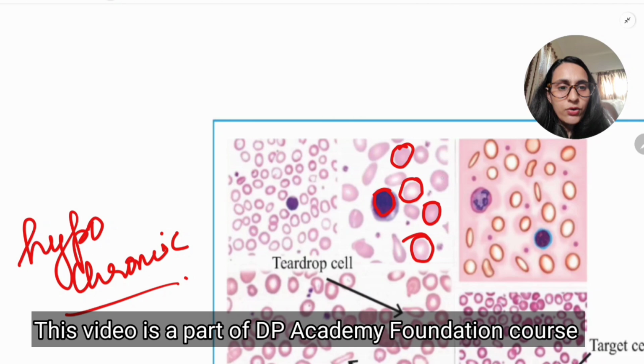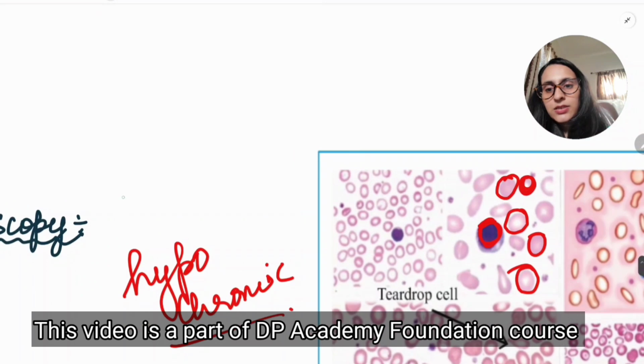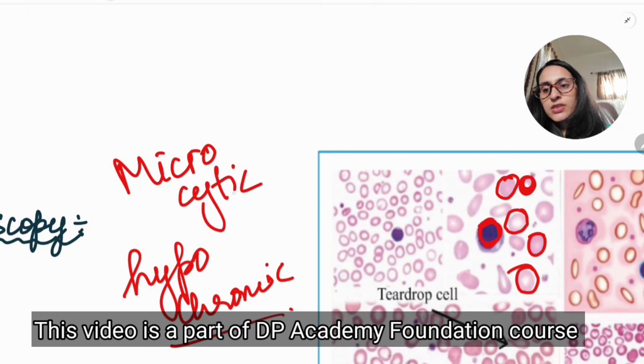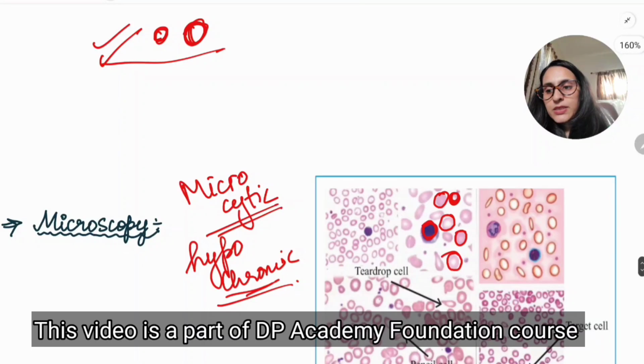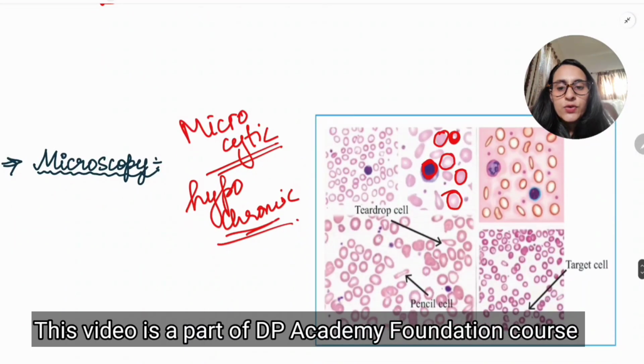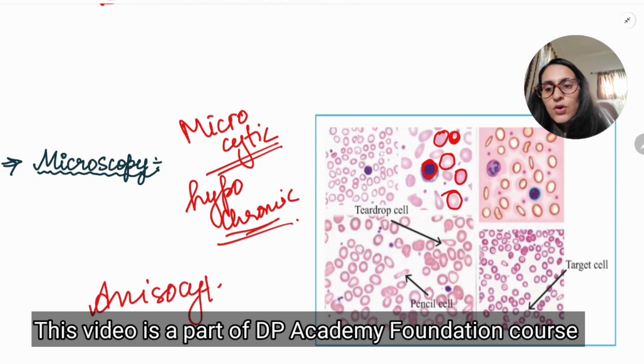If you can see, there are also smaller size RBCs compared to the nucleus of a lymphocyte. Smaller size RBC. That means it is also microcytic. Microcytic, hypochromic. Microcytic means smaller size. Hypochromic means less of the color is present. Few cells are big, few cells are small. There is a variation, and this variation is known as anisocytosis.